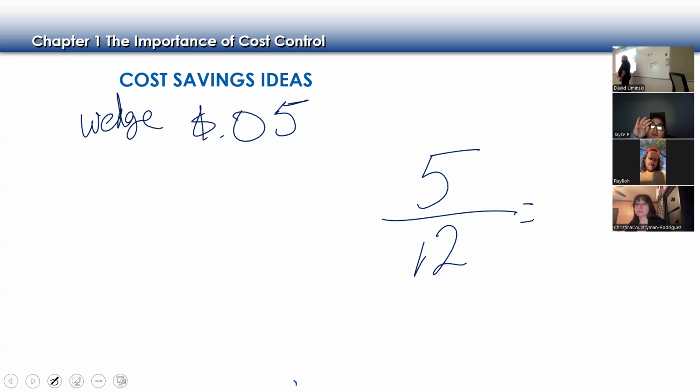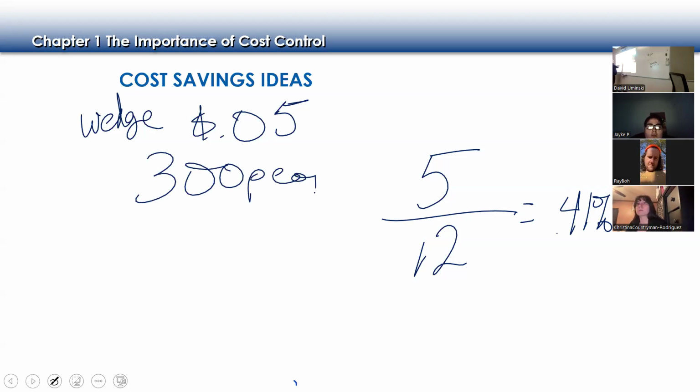What is 5 divided by 12? Who can give me that? 40%. 40%? 41. 0.41? Okay. So that's 41% of the people like lemons. Okay. That means the other 59 don't like lemons. So let's say we serve 300 people per day. And we're going to multiply that by 0.59. That's the percentage of people that do not like lemons.